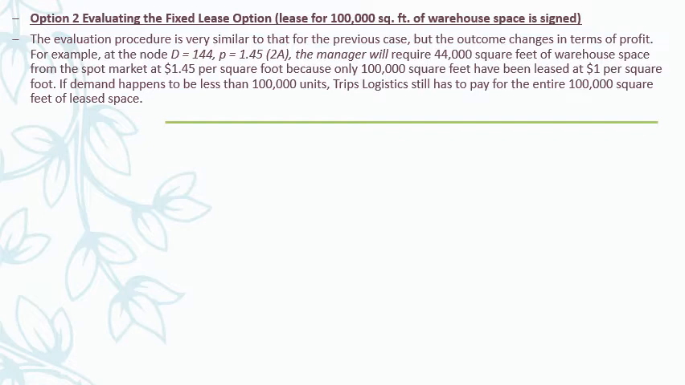See, for example, D is equal to 144,000 and P is equal to 1.458. That is 2A. That won't change. The manager will require 44,000 square feet of warehouse space from the spot market.